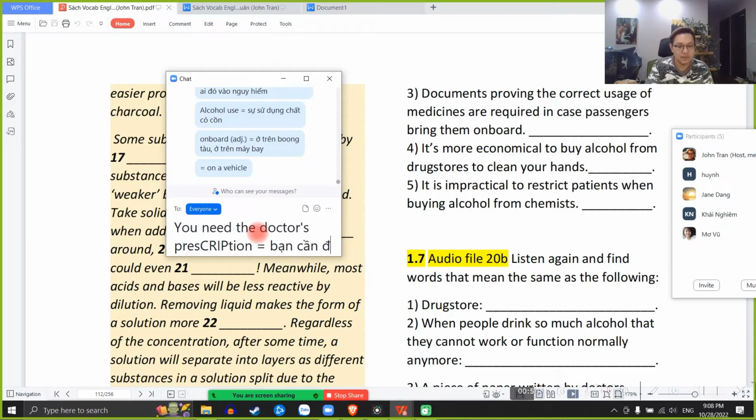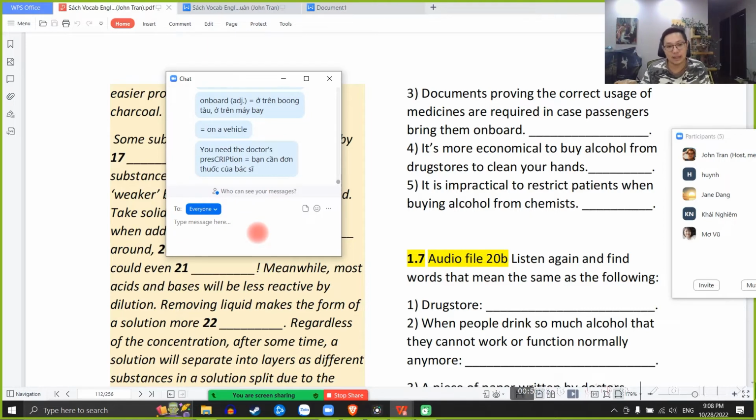Bạn cần đơn thuốc của bác sĩ để chứng minh được những cái thuốc đó là mình dùng cho mục đích là chữa bệnh chứ không phải là mục đích khác. So it means you want to prove, you need to prove that the medicines are used to treat diseases, not for other use. When you bring them on an airplane, for example.